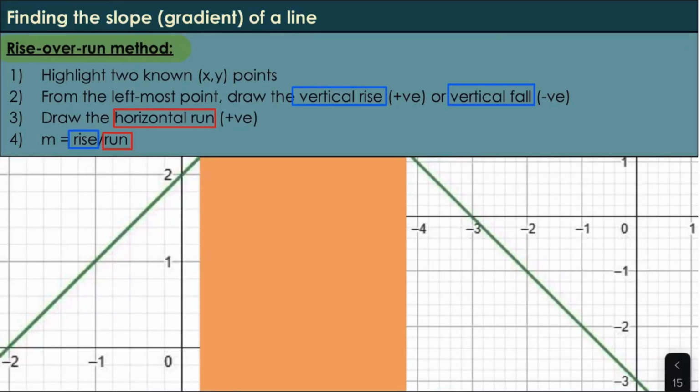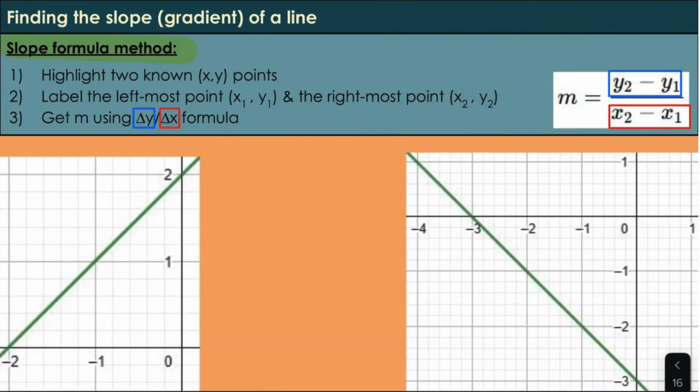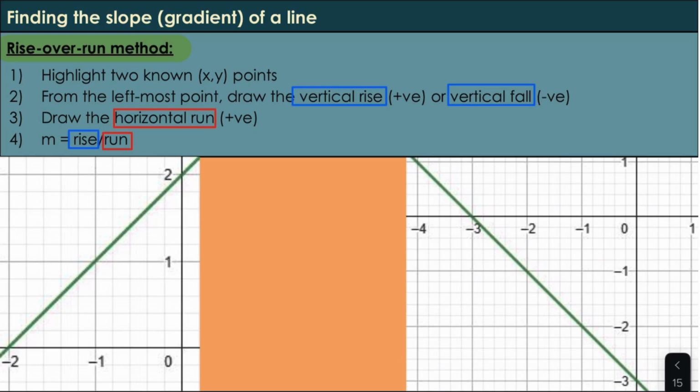Now we learn how to find the slope of a line using two methods. We have the rise over run method and the slope formula method. In the rise over run method, we'll follow these 4 steps. Step number 1, highlight two known XY points. Step 2, from the leftmost point, draw the vertical rise or the vertical fall. In this case, we have a vertical rise. Step 3, draw the horizontal run.